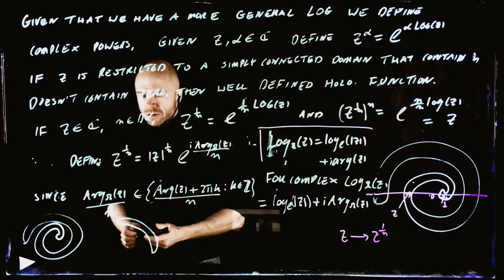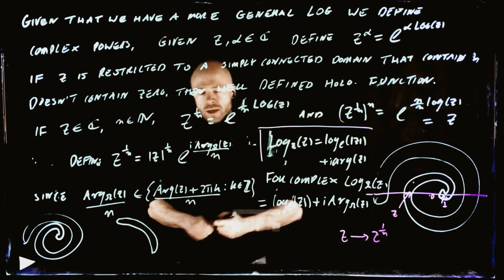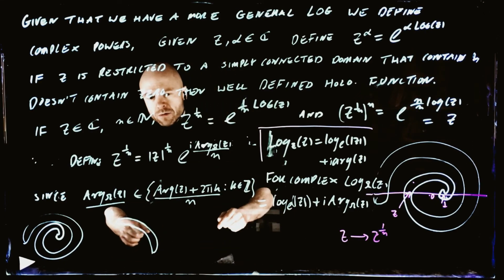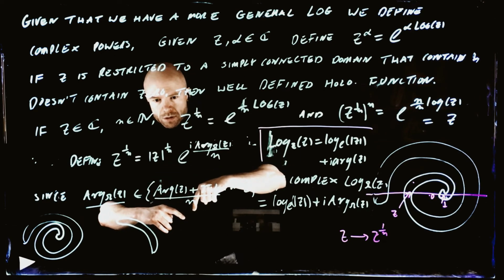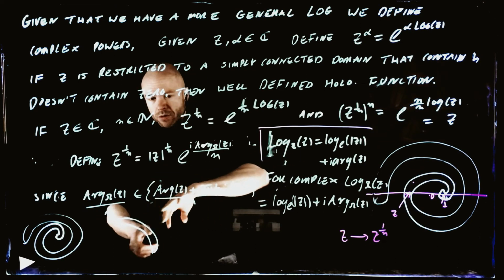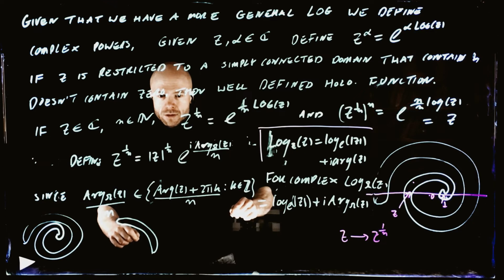Which is the kind of thing it should do, because what's the nth root? It should be undoing z to the n. What does z to the n do? It takes something and wraps the complex plane around itself n times. So we should expect that the nth root unwraps it.